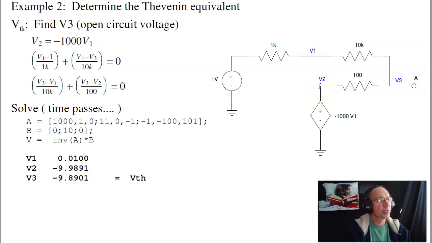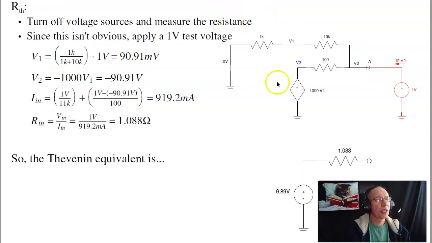Three equations, three unknowns, solve. And what you get is V3 is minus 9.89 volts. That's V Thevenin. Now to find R Thevenin, I turn off the voltage source. There's my 1 volt goes to 0. Find the resistance looking in. And again, that's not obvious, so what I'll do is I'll apply a 1 volt test voltage and calculate the current that it draws. To do that, I'll write the node equations again. V3 is 1 volt. So (V3 minus V2) over 100 plus V3, these are in series, over 11K equals 0.